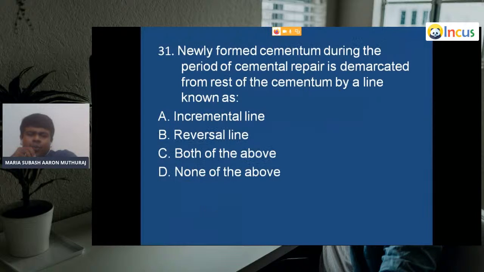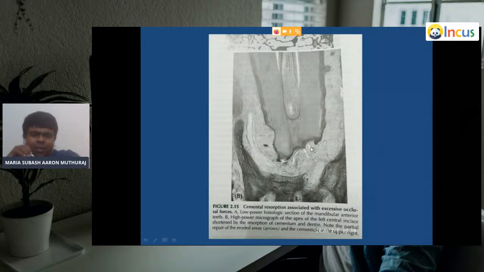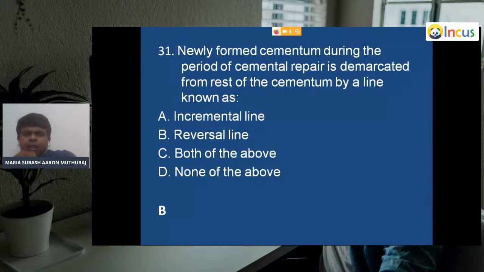The newly formed cementum during the period of cemental repair is demarcated from the rest of the cementum by a line known as the reversal line. As seen in this picture, the white arrows denote the area of cemental repair. There is a base of cemental disruption, and repair zones will also be present. The newly formed cementum is demarcated from the rest of the cementum by the reversal line.